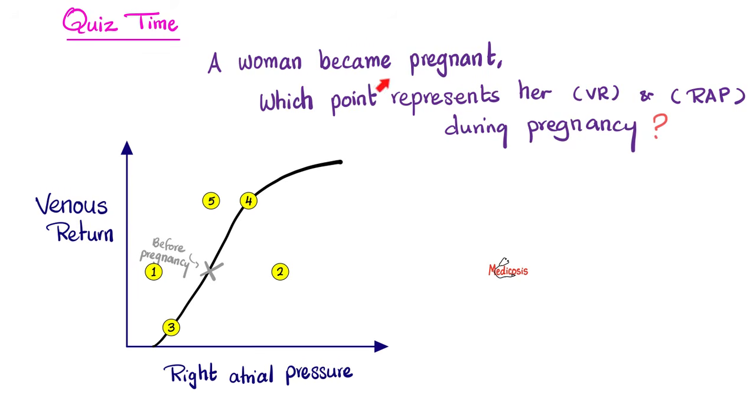Quiz time! A woman became pregnant. Before pregnancy, she was here. Here is my right atrial pressure, and here is my venous return. What do you think is going to happen when she becomes pregnant? So let's talk about that.